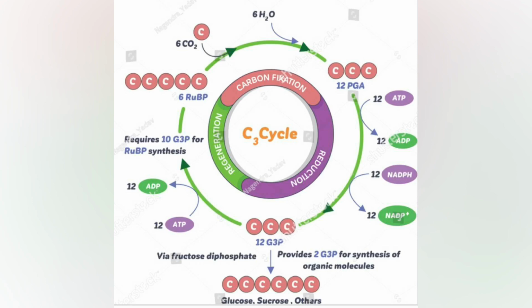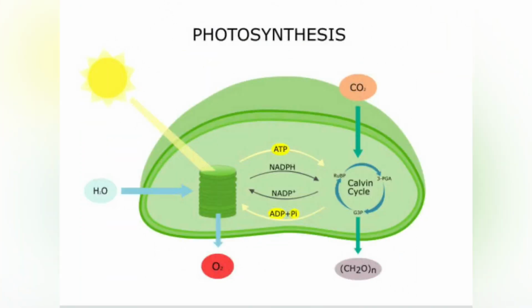The enzyme phosphoglycerate kinase catalyzes the phosphorylation of 3-PGA by ATP. 1,3-bisphosphoglycerate and ADP are the products. The enzyme glyceraldehyde 3-phosphate dehydrogenase catalyzes the reduction of 1,3-BPGA by NADPH. Glyceraldehyde 3-phosphate is produced, and the NADPH itself is oxidized and becomes NADP+. Again, 2 NADPH are utilized per CO2 fixed.